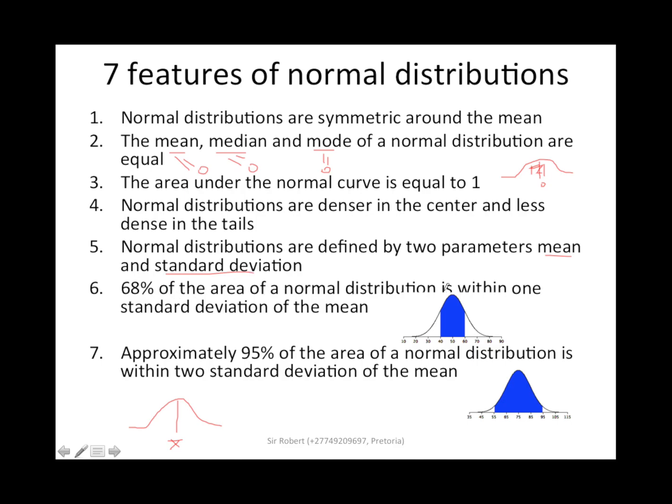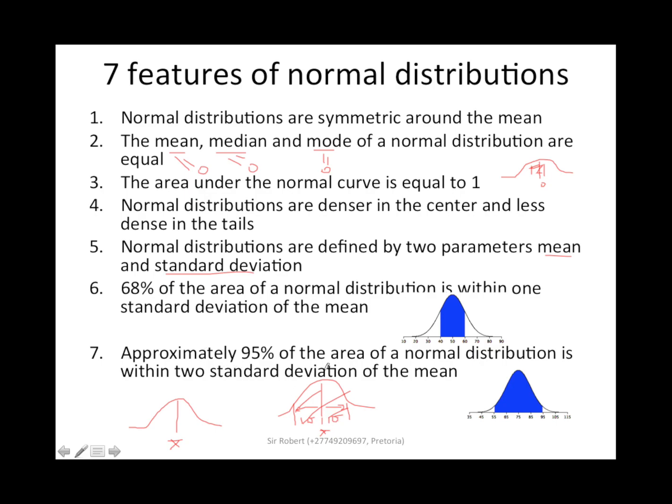68% of the area of a normal distribution is within one standard deviation of the mean. So what it basically means is, let's say this is the symbol for standard deviation. Let's say one standard deviation is this one. This is another one standard deviation. This is your middle part, your mean, so it means the distance from here to here. When you talk about standard deviation, we're talking about the negative part and the positive part. So this whole area, we are saying is approximately equal to 68%.